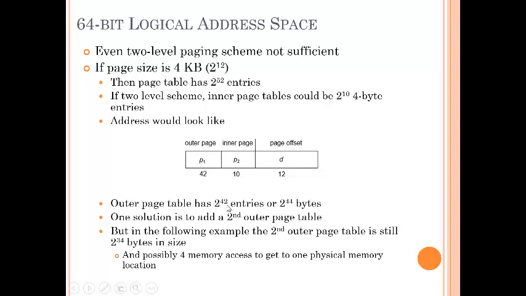That also requires 2 raised to 42 entries. And if we talk in terms of bytes, each entry is 4 bytes, 2 raised to 42 entries, so the total size of that outer page table will be 2 raised to 44 bytes. That is even more. So what we can do, if our page table size is greater than a desirable requirement, we will divide it into another page table. So one more solution is adding a second outer page table. But in this example, if we add a second, that also will not solve our problem, because the second page table of 10 bits still leaves 32 bits, so 2 raised to 34 bytes in size.